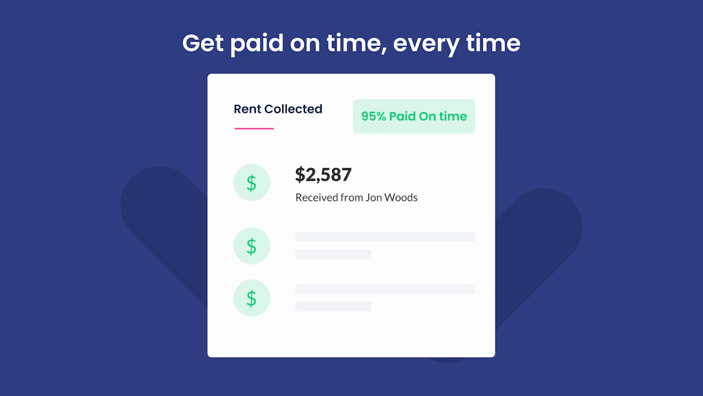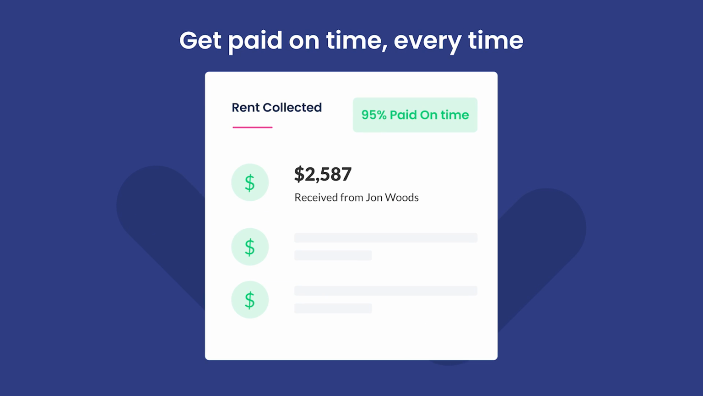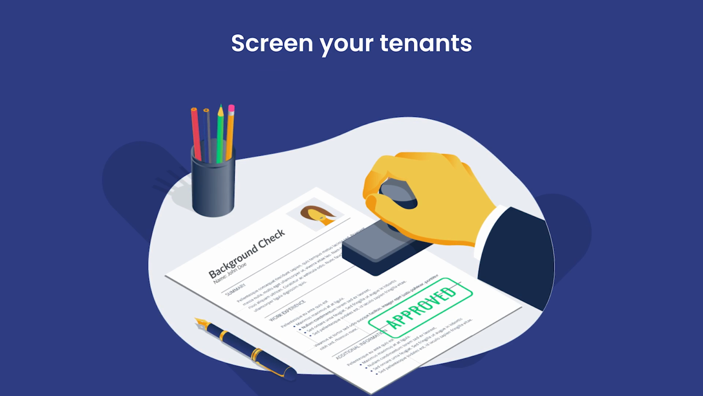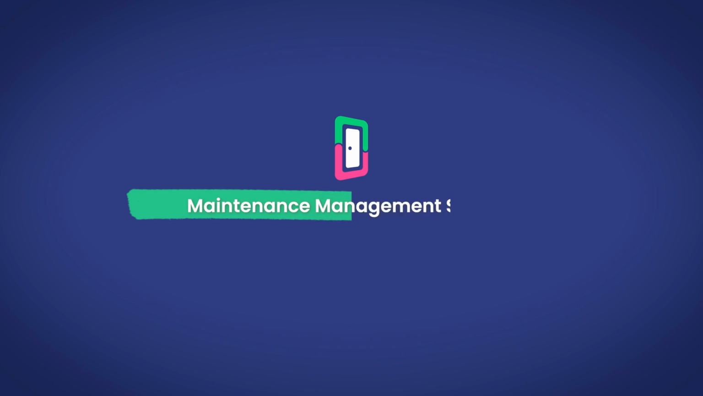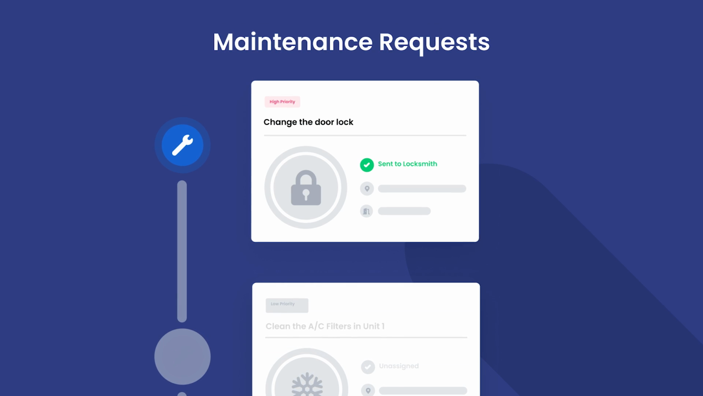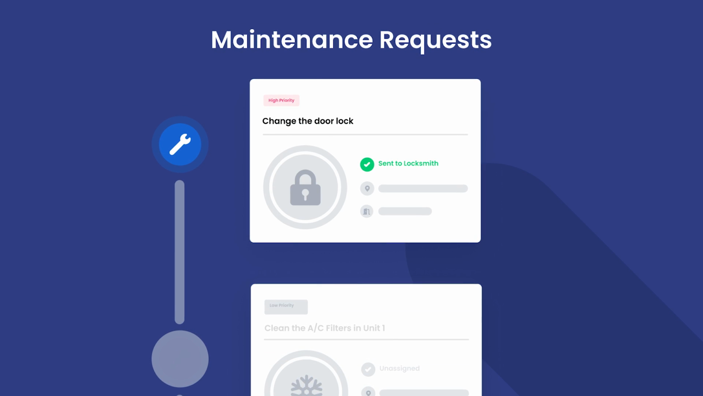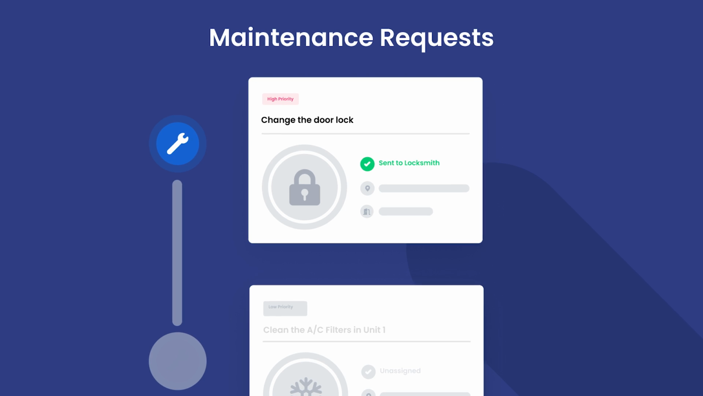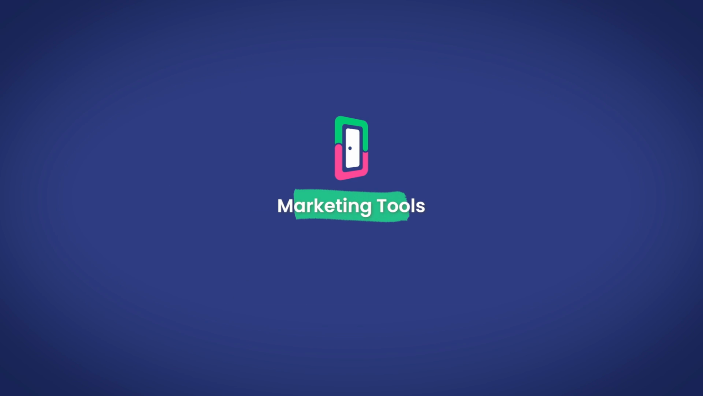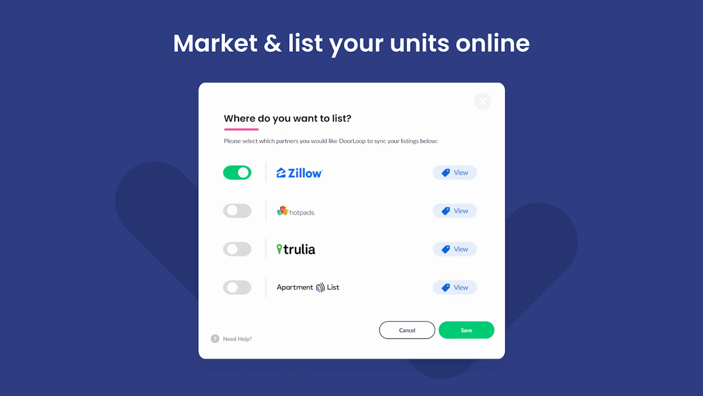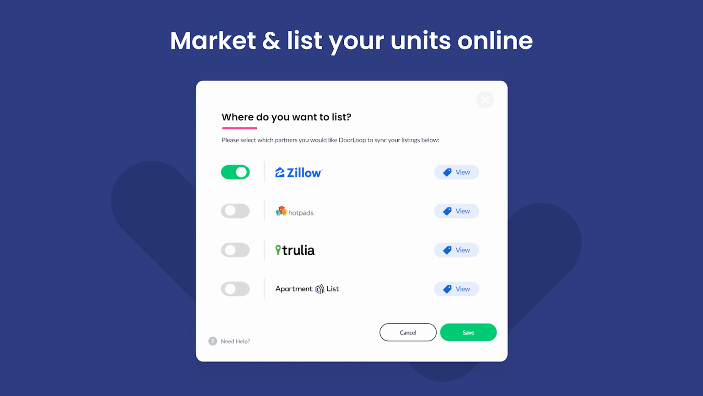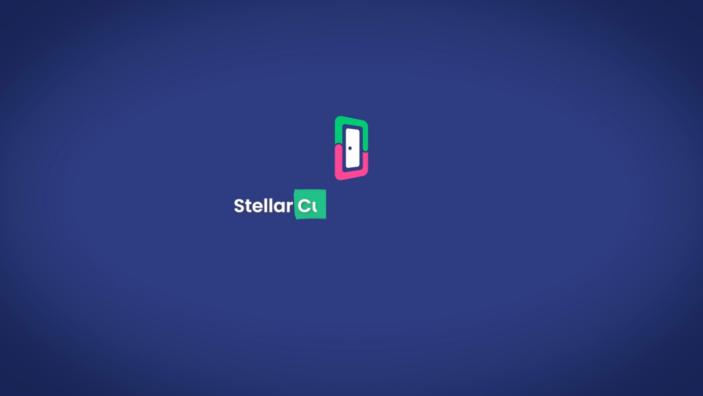Tenant Portal. DoorLoop's full tenant portal allows for seamless communication between the tenant and the property manager. It also provides a convenient place for rent payments and other fees and tenant screenings all in one place. Maintenance Management System. DoorLoop's maintenance request management also allows you to create and track maintenance requests across all of your properties. Marketing Tools. A full suite of tools that allows you to list vacant units and fill them up as quickly as possible.